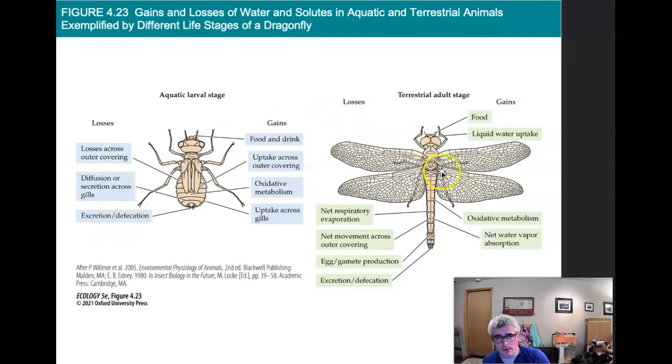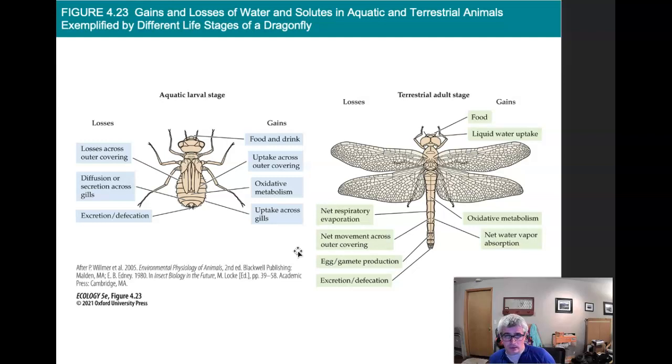Now, when they become an adult in their terrestrial adult stage, now they're losing water through net respiratory evaporation. So just the same as when we breathe in and out, there's a small amount of water loss. The same is true across the gills or breathing structures of insects. Net movement of water across the outer covering. So insects have some sort of covering that typically protects them from water loss.